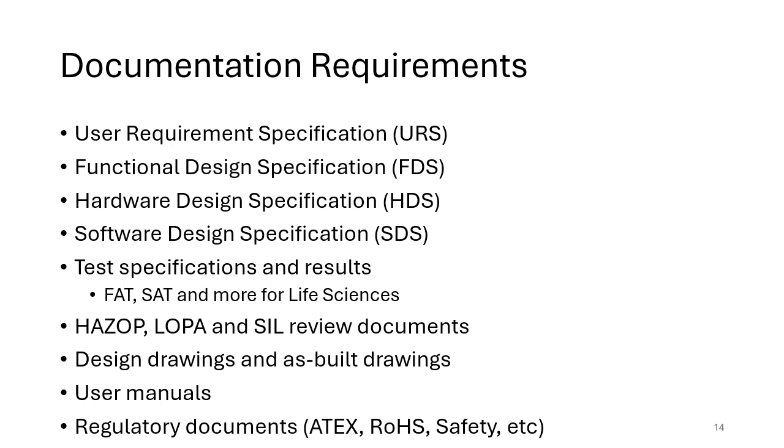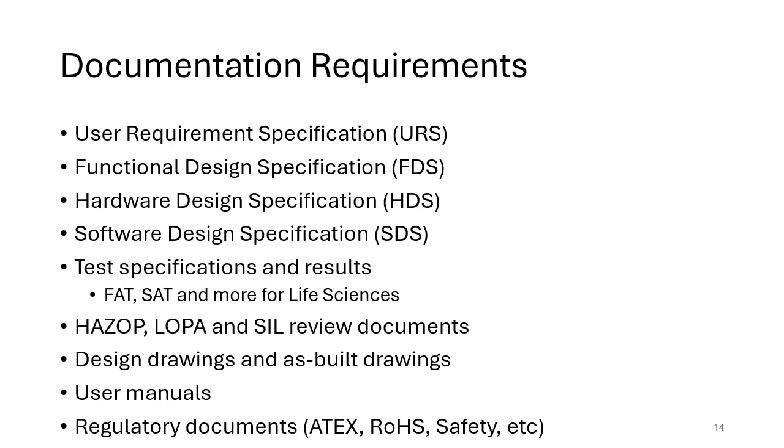So the user requirement specification might come from the client, or it might be part of the project requirements. The functional design specification is normally developed by the panel builder because this describes how they will actually implement the requirements in the user requirement specification. From the functional design specification, you can then choose to create a hardware design specification and a software design specification. So these two documents go into more detail to cover how the hardware will be constructed and how the software will be developed, respectively. There may also be test specifications along with results.